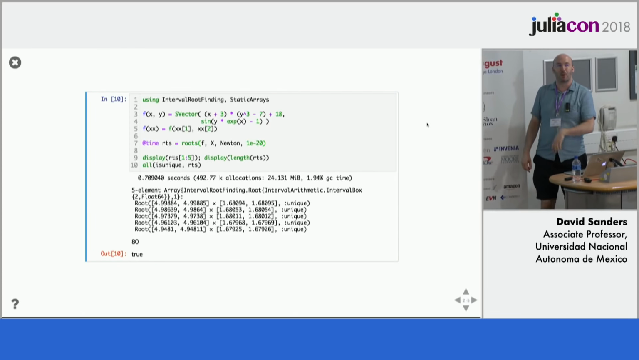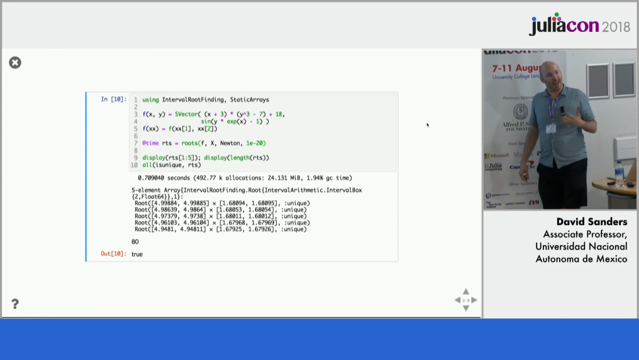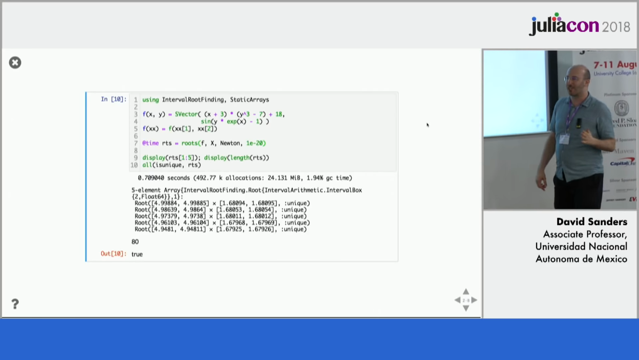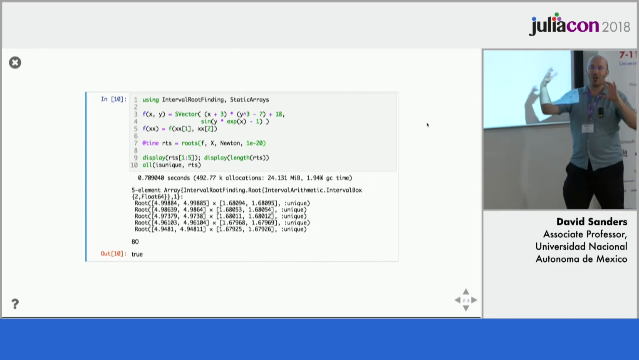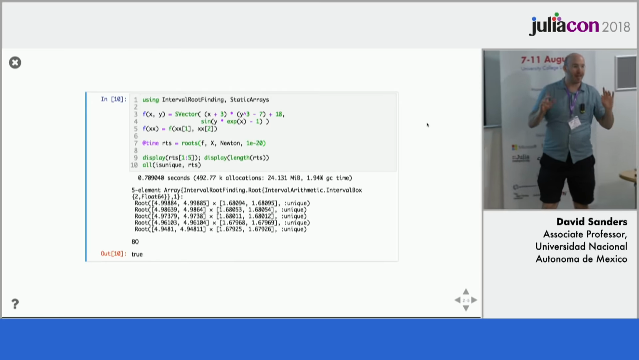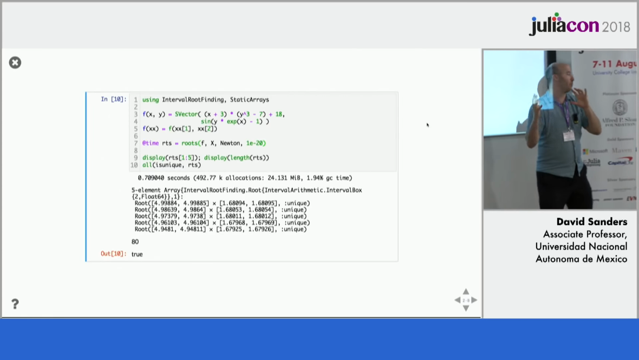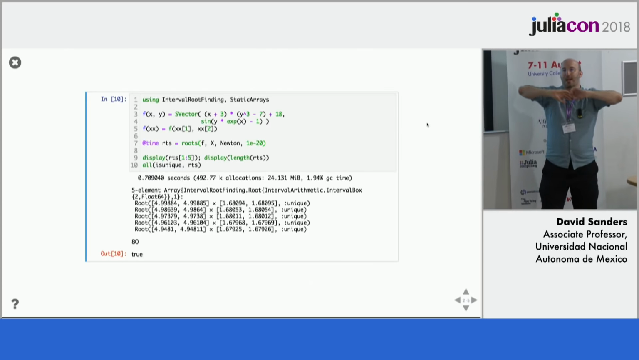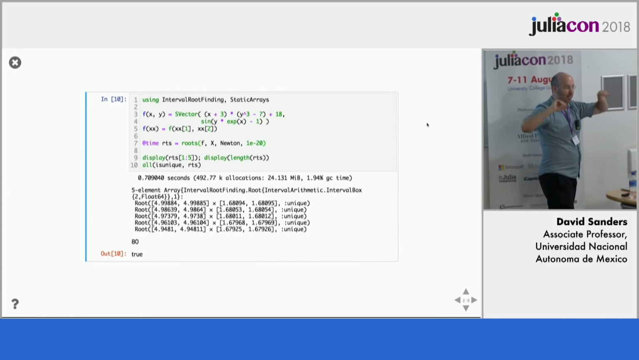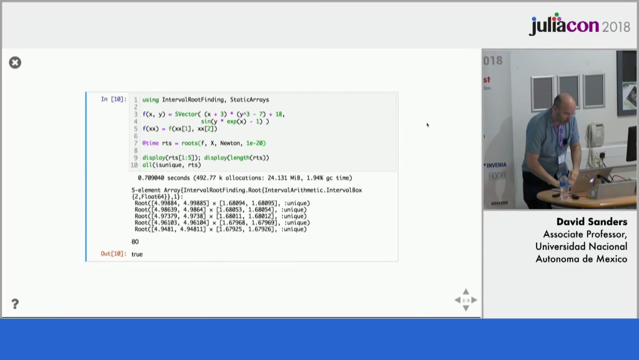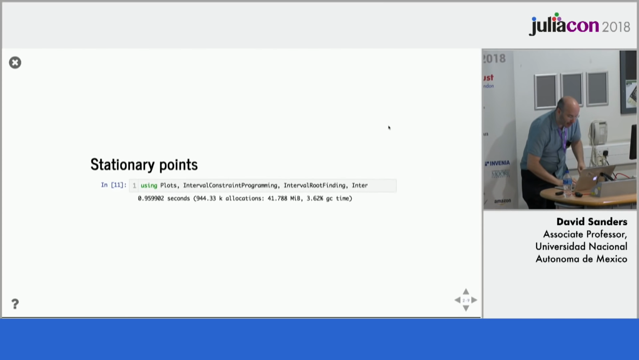And this, in principle, works in n dimensions. In practice, of course, there's a curse of dimensionality. There's an exponential explosion when you bisect in n dimensions. And that's where the interval constraint propagation comes in. That should enable us to eliminate these vast regions of space, even in n dimensions. Okay, so let's look at another example of that.